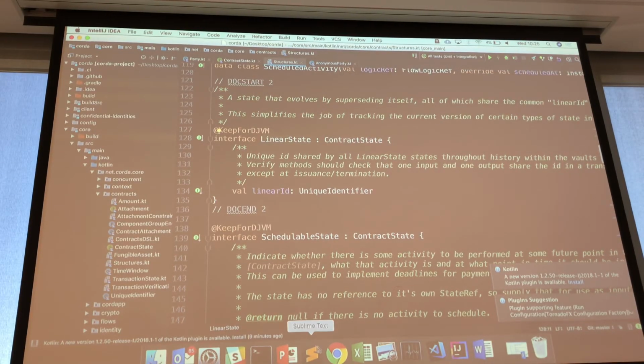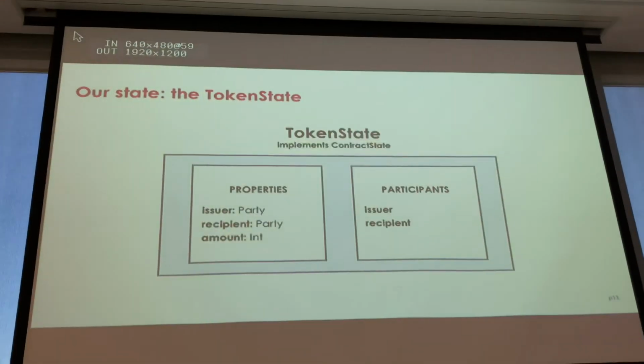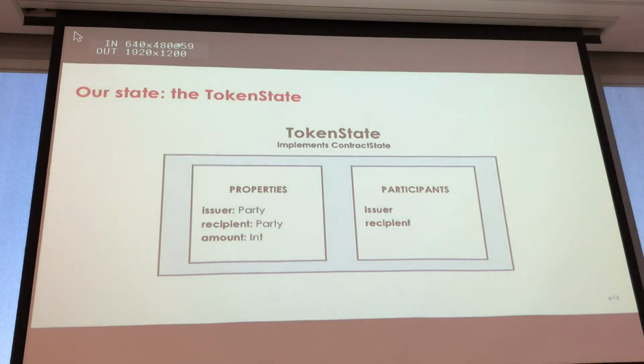So what we want to build now is our token state. It's going to be very simple. It's going to be a class that implements the ContractState interface. It will have these properties with the relevant getters and constructor, and it will have these participants, the issuer and the recipient.